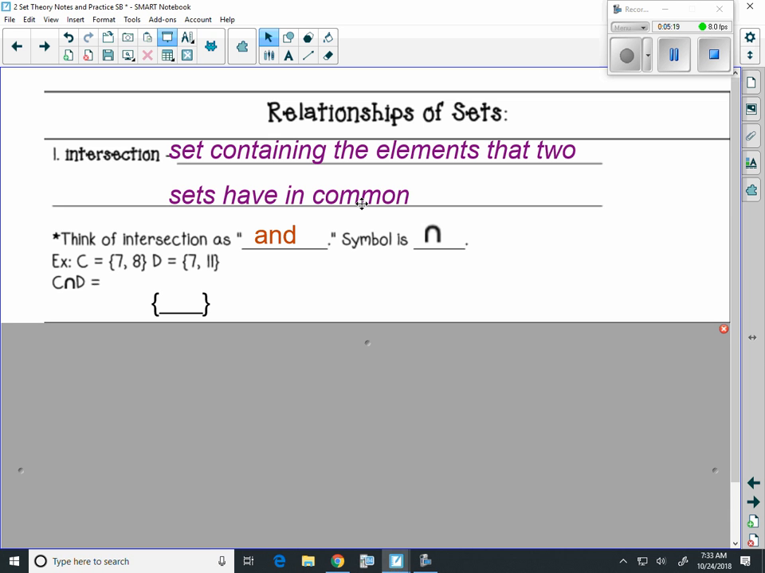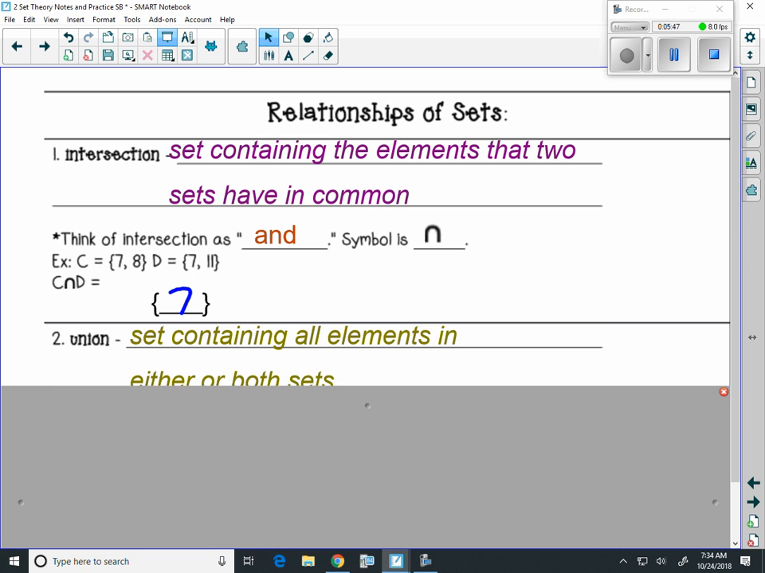If we look at our sets C and D, okay, C and D, what's our intersection? What's in common between both of those? 7. 7 is in both sets. So C and D, or the C and then the symbol D, okay, their intersection is 7. They both have a 7 in their set. Right, that's an intersection. And then our second relationship is called a union.